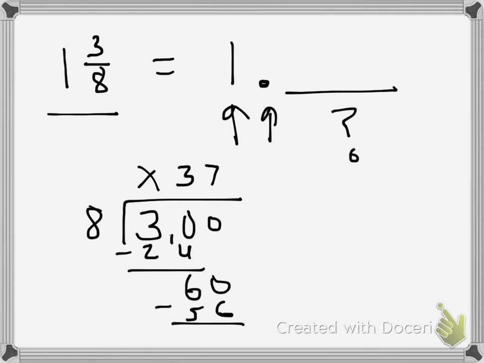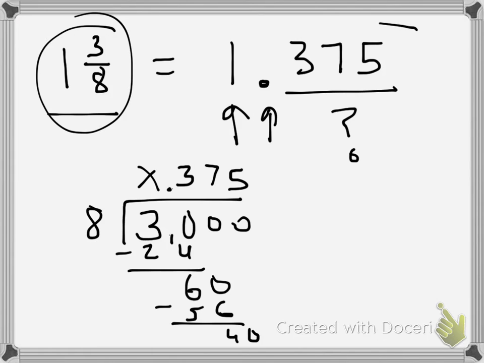But 56. Subtract, 4. Bring down one more 0. Does 8 go into 40? Finally, it goes in evenly. So, 3/8 is equal to 375 thousandths. And I could read 1 3/8 is equal to 1 and 375 thousandths.